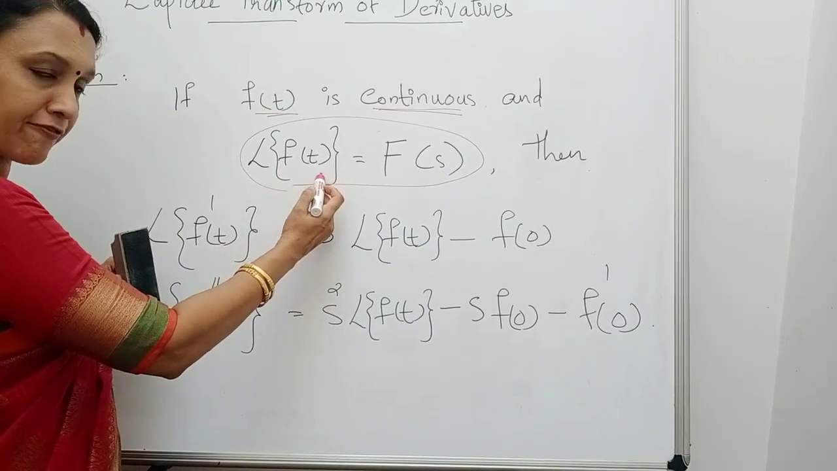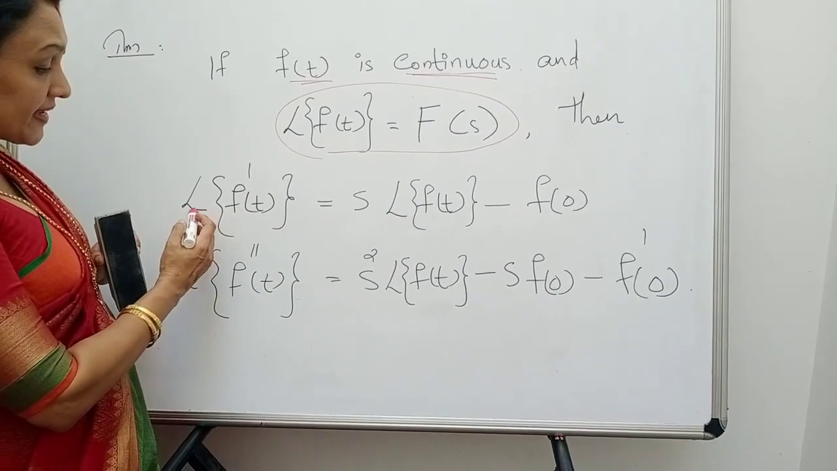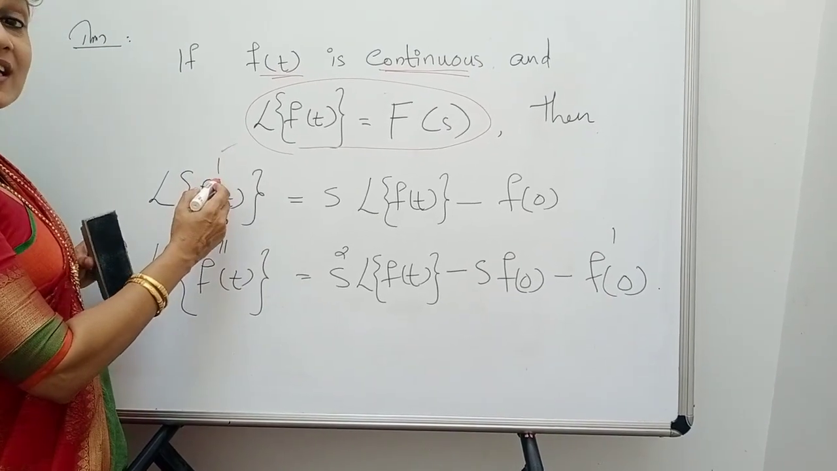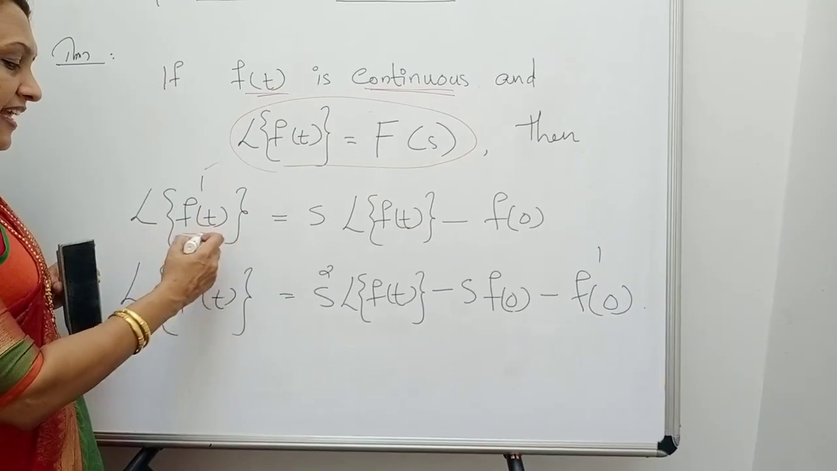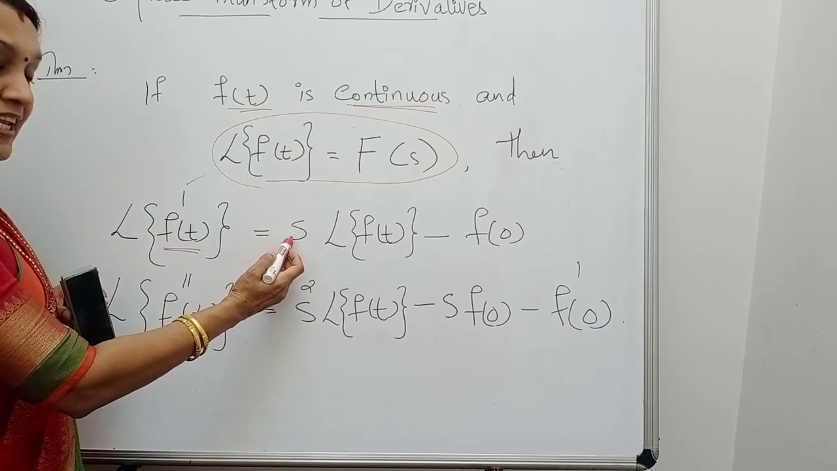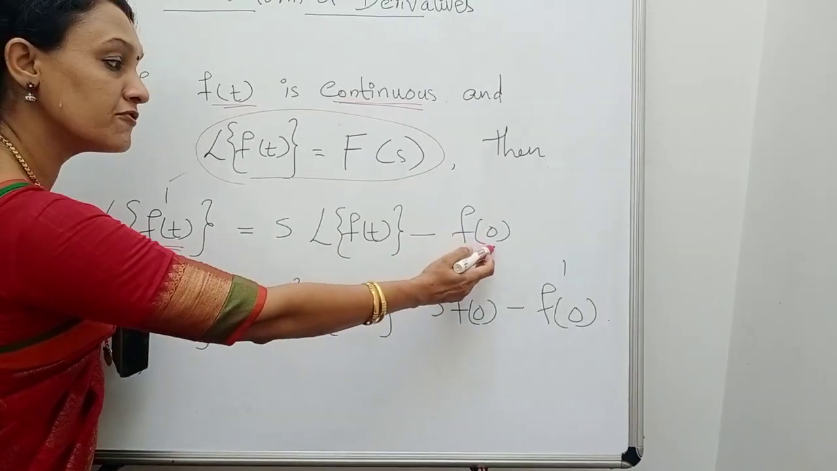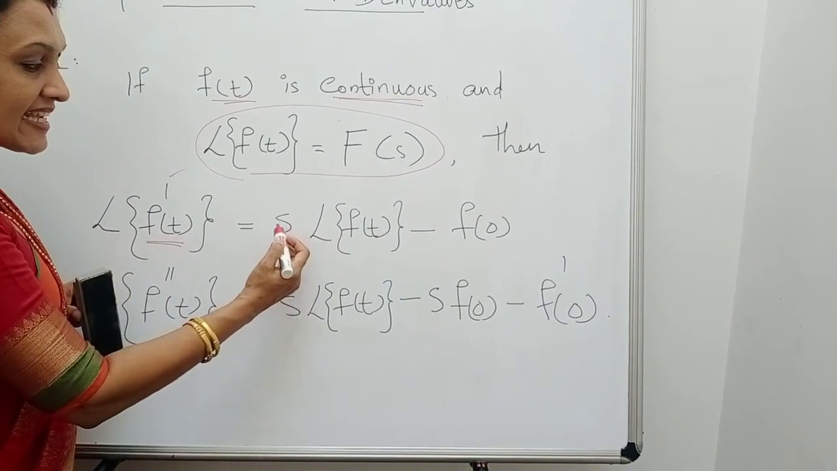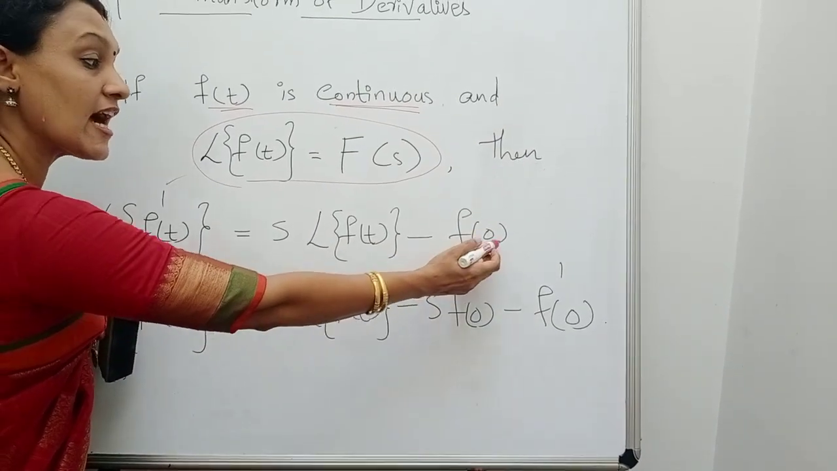Okay, so if L{f(t)} is F(s), then the Laplace transform L of f dash t. See, the first derivative. Dash means it is a first derivative. So Laplace transform of the derivative of f of t, L{f'(t)}, is equal to s into L of f of t minus f of 0. See the two terms. The first term s into L of f of t, minus f of 0.